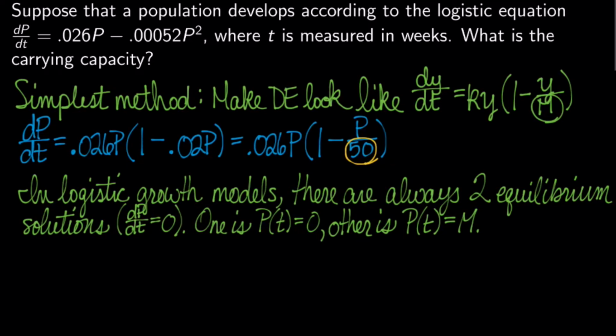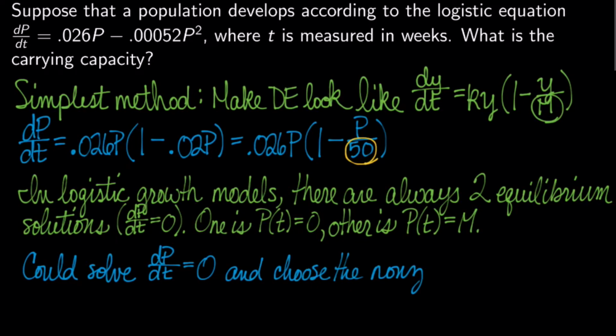What you can do is solve dP/dt equals 0 and choose the non-zero solution. By setting this equal to 0 and solving, you're going to find the carrying capacity. I'm trying to point that out because this vocabulary word, carrying capacity, only applies to this concept of logistic growth models for populations. But this term, equilibrium solutions, all differential equations can have equilibrium solutions, and carrying capacity is an example of an equilibrium solution.